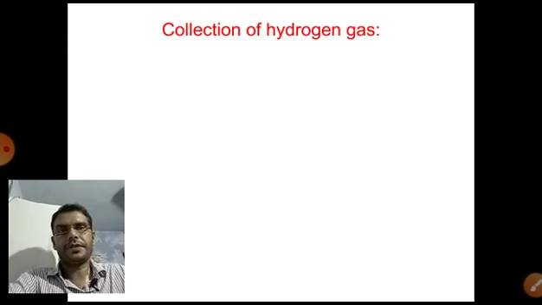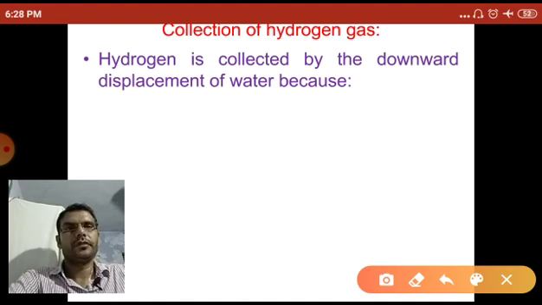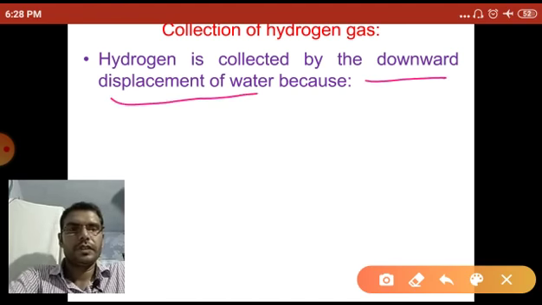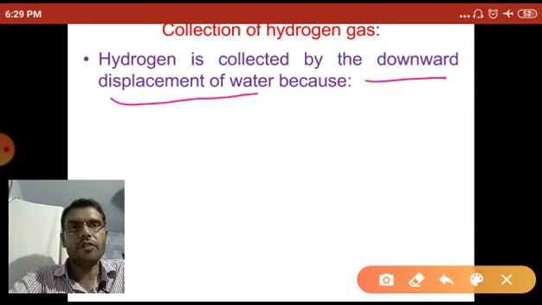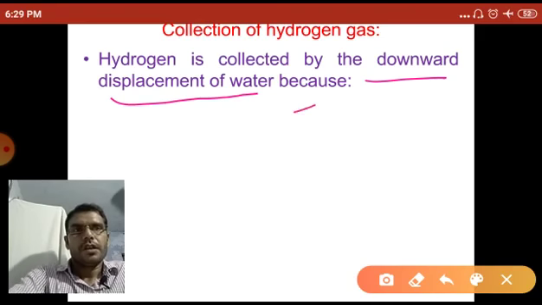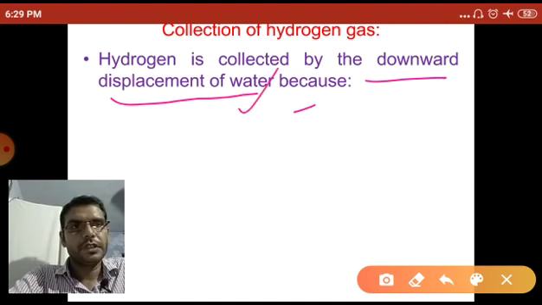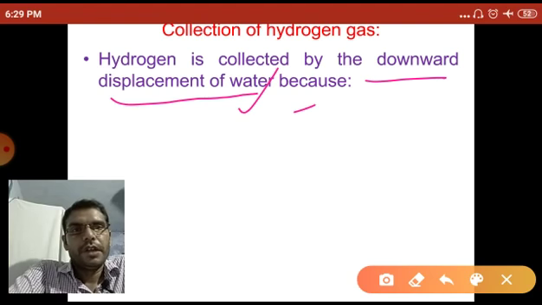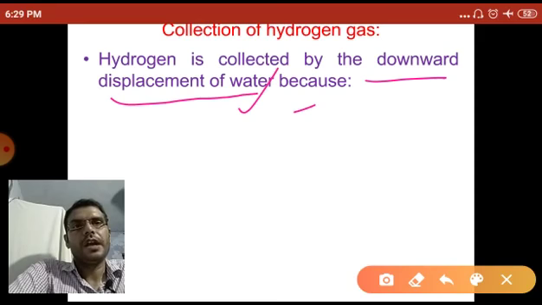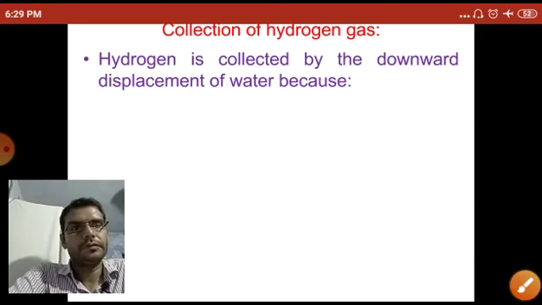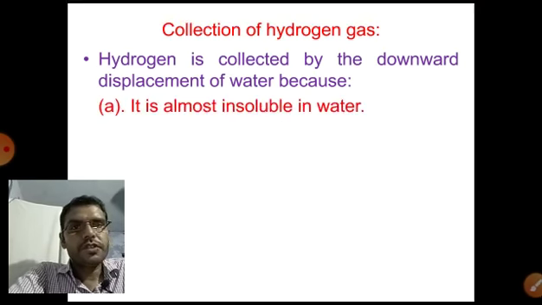Now, the collection of hydrogen gas. Hydrogen gas is collected by the downward displacement of water, because hydrogen is insoluble in water, and hydrogen is highly inflammable in air. It reacts with the air and burns in the air. So hydrogen is never collected in air chambers. That is the reason hydrogen is collected by the downward displacement of water. Because hydrogen is almost insoluble in water, that is the reason hydrogen is collected over water by downward displacement.